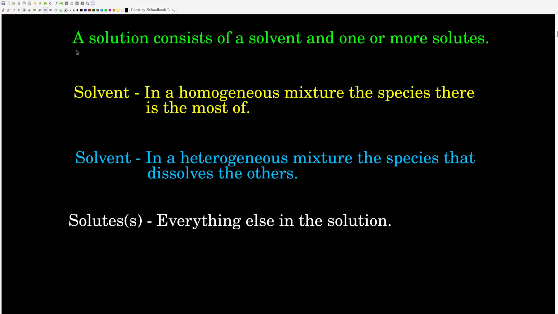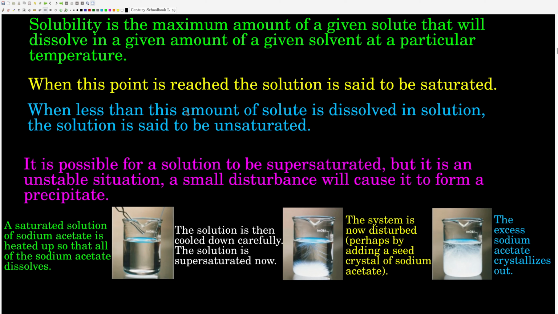If it's a heterogeneous mixture, let's say we take some salt and dissolve it in water, then the species that dissolves the others is the solvent. And we're going to talk about exactly what it means to dissolve something in a few minutes. The solute or solutes are everything else that's in a solution that's not the solvent. There's one solvent.